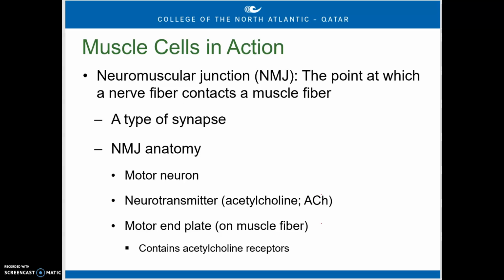Okay, so the motor neuron brings the signal down to the synapse. The synapse has vesicles there full of neurotransmitter, in this case acetylcholine, and the acetylcholine is released into the synapse, so the gap between the neuron and the motor end plate. The motor end plate is the specialized part on the muscle fiber that has receptors for the acetylcholine. So the acetylcholine takes the message from the neuron across the synapse into the muscle, and that's when we get contraction of the muscle.